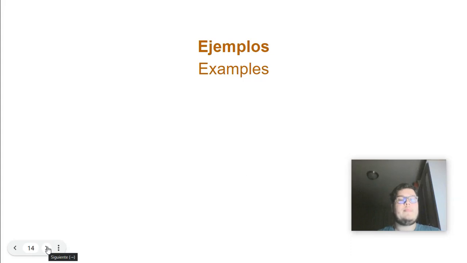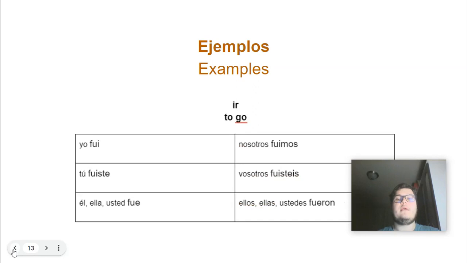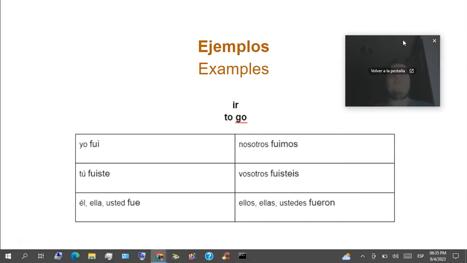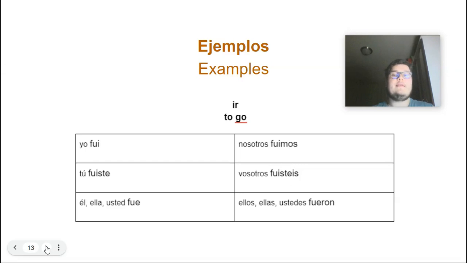Example. The verb, I'm sorry, the verb ir, that it means to go. Yo fui, tú fuiste, él, ella, usted fue, nosotros fuimos, vosotros fuisteis, ellos, ellas, ustedes fueron. So as you can see, the conjugation is completely different from the infinitive form of the verb. Because of that, you have to memorize this verb.